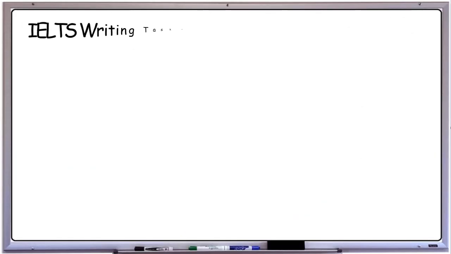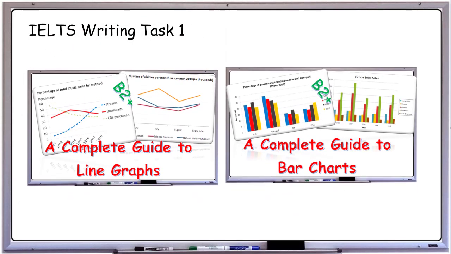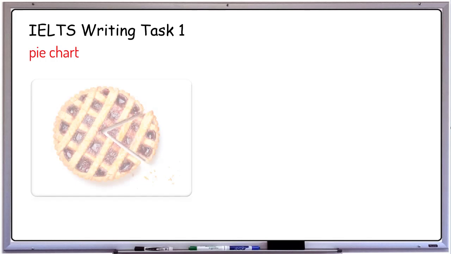So, previously, we have learned about line graphs and bar charts. And this time, we're going to be analyzing a new type of illustration called a pie chart. Why pie chart? Well, first of all, it looks like a pie with the data displayed as segments or slices of that pie.